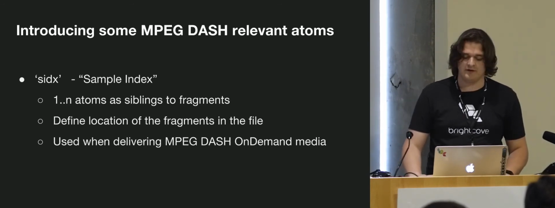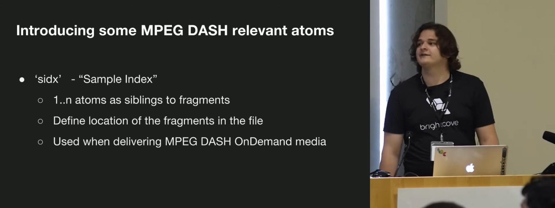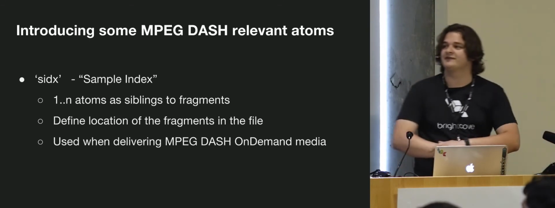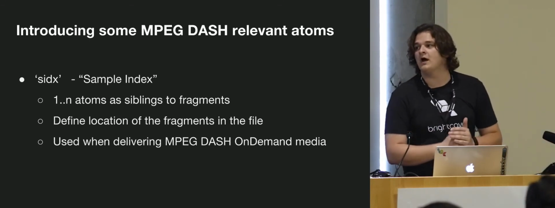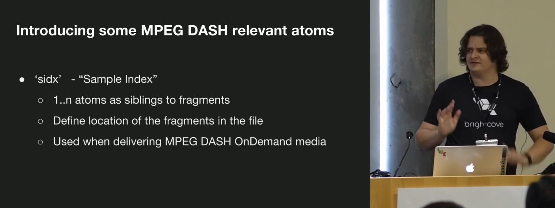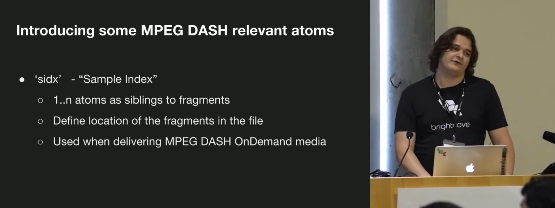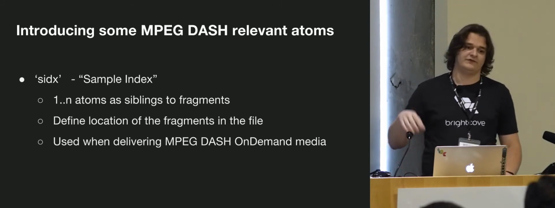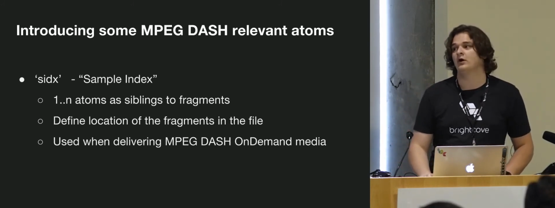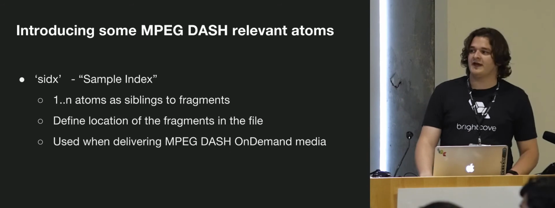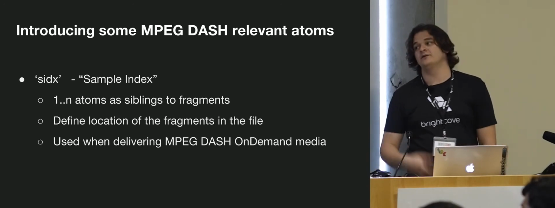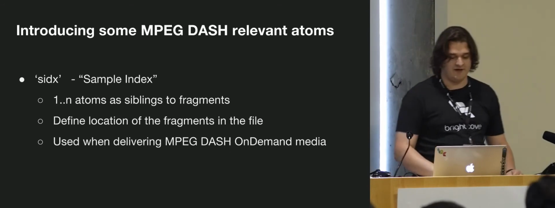So instead what we're going to do is talk about SIDX. I always call it SIDX, but it's SIDX. So this is a sample index atom. You can actually have a load of them, but no one really seems to do that. They live as siblings to fragments. In this case, what we'll end up with is a single SIDX following the move box. So these define locations of fragments in the file, and they're used when you deliver MPEG-on-demand media.